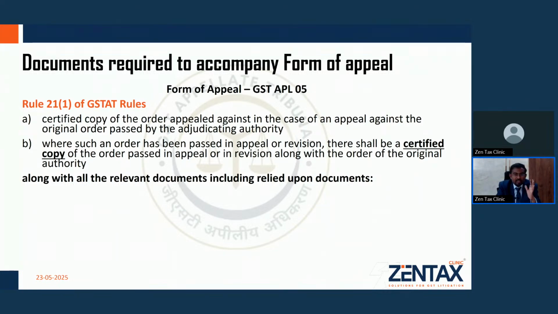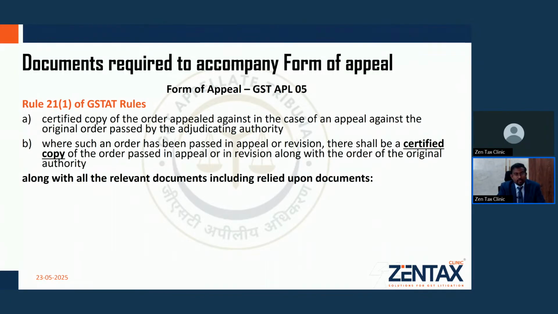So the certified copy of the order passed by the Commissioner appeals has to be provided. That is, a certified copy of the order appealed against, in the case of an appeal against the original order passed by the adjudicating authority. If it is not the first appellate authority, if you are directly going before the Tribunal against the order of the original adjudicating authority, then that copy of the order is needed. Where it is filed against an order passed in appeal, there shall be a certified copy of the order passed in appeal along with the order of the original authority.